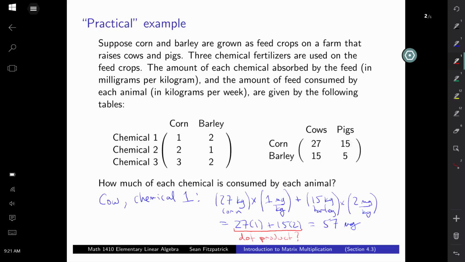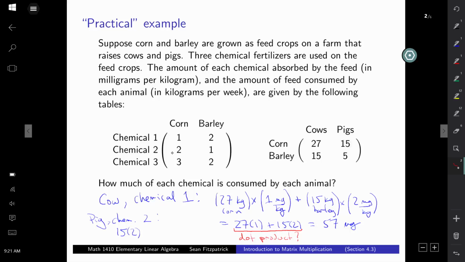And you could do this again for, let's say, the pig and chemical 2. So what would I do if I wanted to know how much of chemical 2 is consumed by the pig? Well, I would take my 15 kilograms of corn coming from here, and I would multiply by the amount of chemical 2 that's in each kilogram of corn, which is a 2.